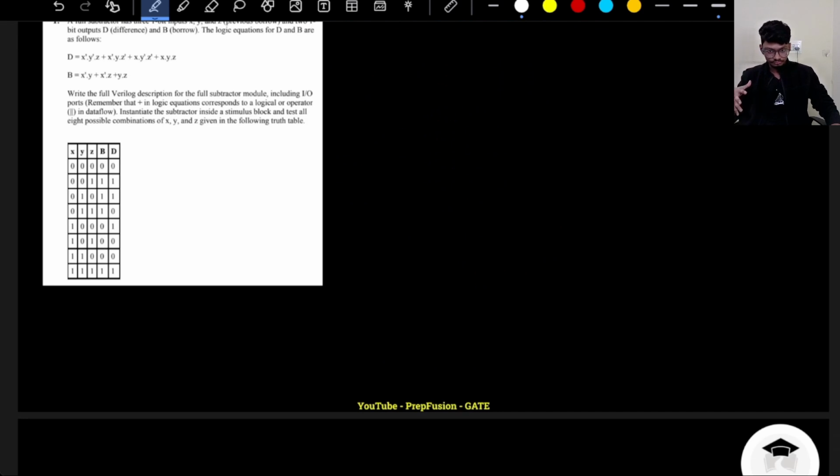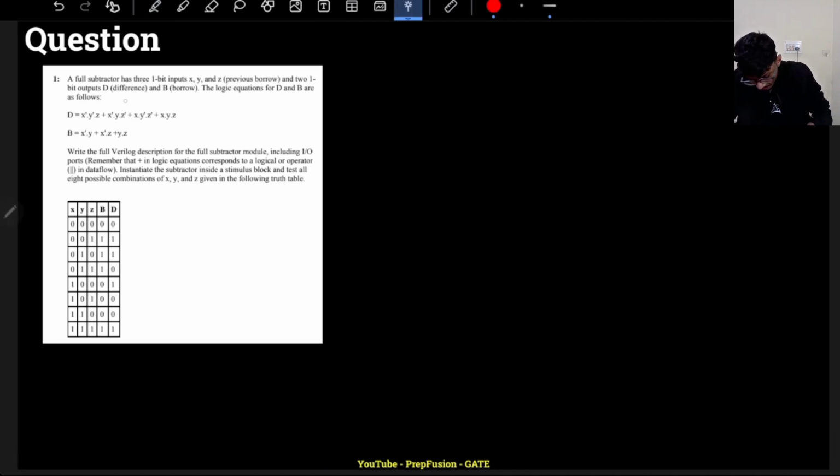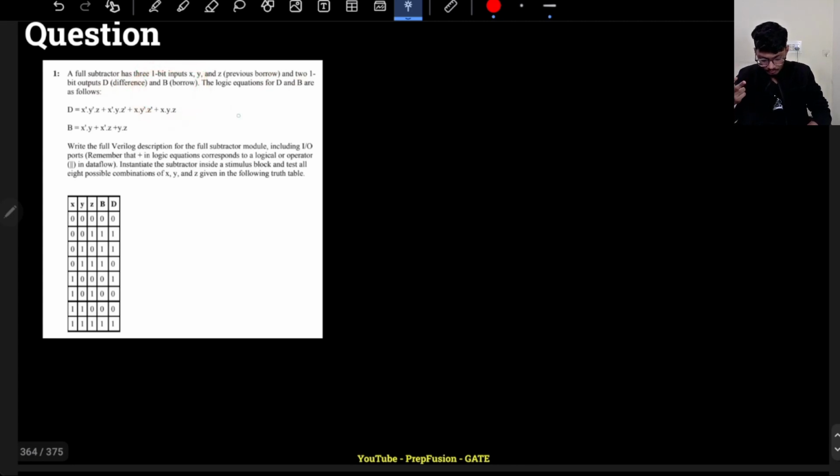This was the first question that I gave you as homework. We have a full subtractor with three 1-bit inputs x, y and z, where z is the previous borrow, and two 1-bit outputs. One is the difference, the second is the borrow. The logic equations for d and b are as follows: x, x complement, y complement, z, or x complement, y complement, z, and so on. And the borrow logic is this. Write the full Verilog description for the full subtractor module including the IO ports.